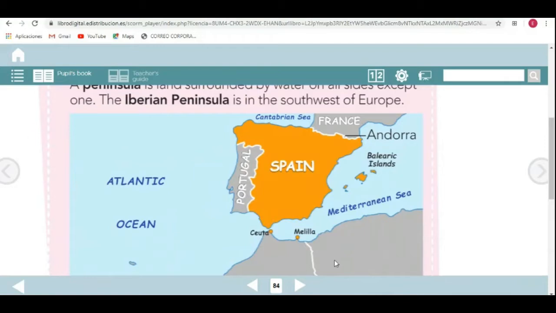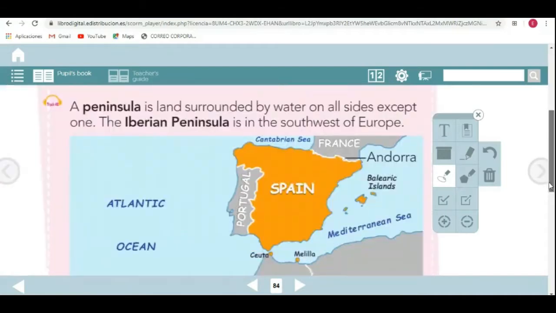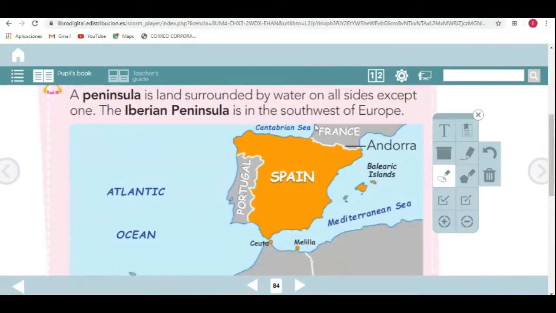The peninsula is land that is surrounded by water on all sides except one. For example, if we look at the map, we can see the Iberian Peninsula, that it is everything over here. All of this is the Iberian Peninsula. As the text said, it is surrounded by water on this side, on this side, on this side, but except from one, that it is this part.